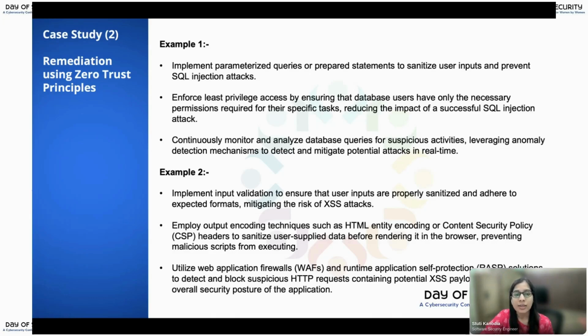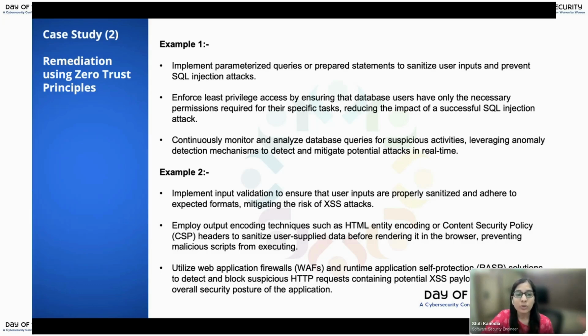Now the third thing is continuous monitoring and analyzing of the database queries. That is very, very important. If an attacker is trying to send an SQL payload or inject malicious payloads into the application, it should be detected during monitoring, and then remedied with the help of monitoring also. So the last two points basically come with zero trust security, and that is how you should implement it.